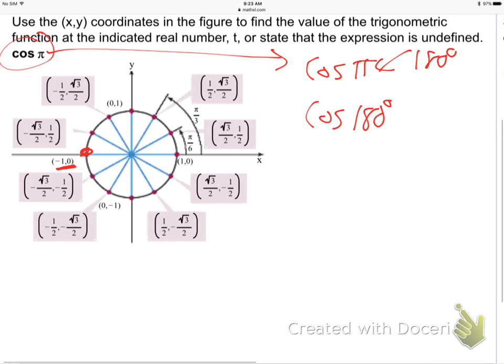So that point, can you see it? It's kind of small right there. Back 1, up 0. That's the coordinates of this point. So that's the x value and the y value. So cosine, is it x or y? It's x, back 1. The x value of that dot at this opening, which is 180 degrees, is back 1, negative 1. Everybody good with that?